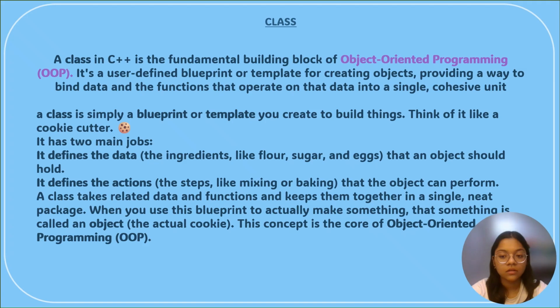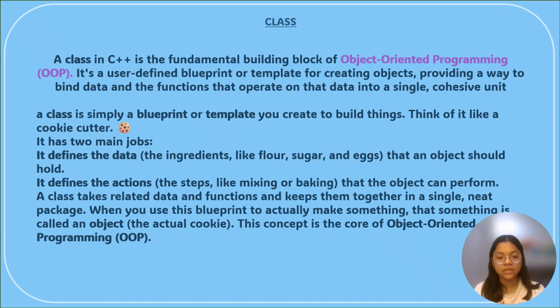Before moving on to the main code, first we need to learn about some new topics, like class. Basically, what is a class? It is a fundamental building block of OOPS, which is object oriented programming. It's a user defined blueprint or template used for creating objects, which helps us bind the data and the functions together in a single unit. We can think of it as a cookie cutter.